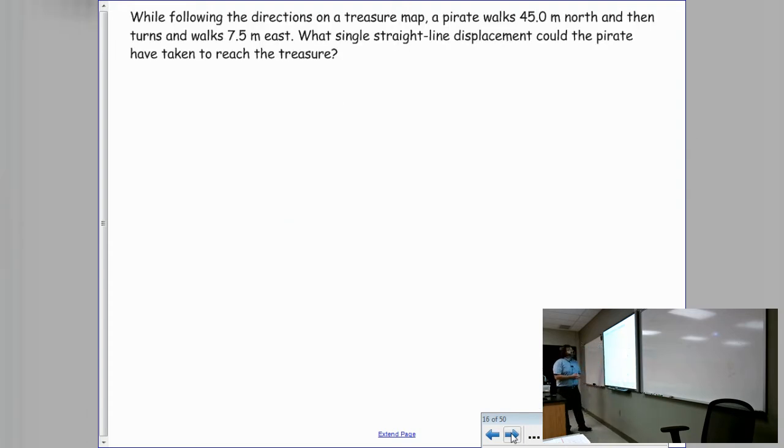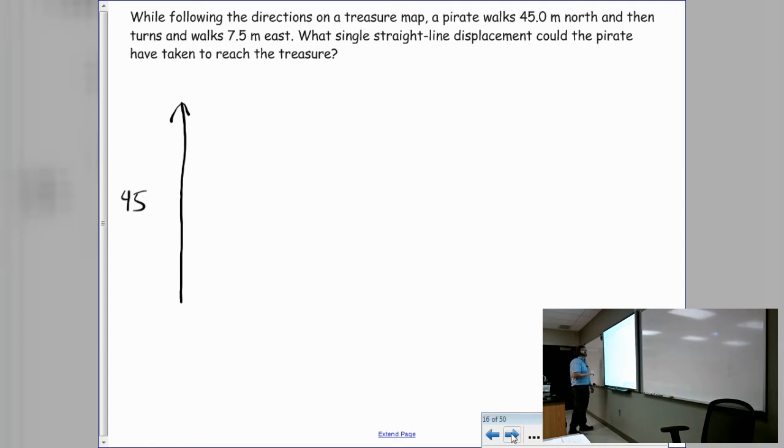Okay, so this example problem is more like the archaeologist problem, which I did earlier. While following the directions on a treasure map, a pirate walks 45 meters north and then turns and walks 7.5 meters east. What straight line displacement could the pirate have taken to reach the treasure? So with these problems, you always need to start by drawing diagrams showing those vectors. And what I would recommend is really try to stick to some type of scale. It does not have to be perfect, but we want to get it close.